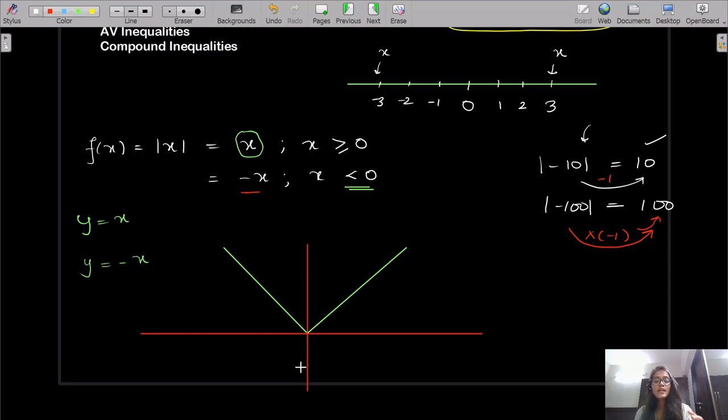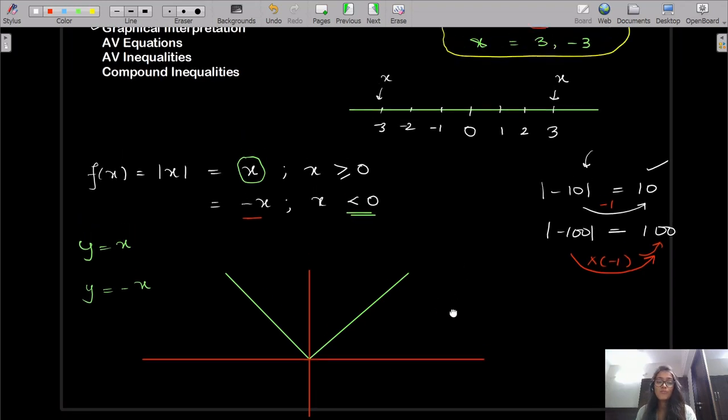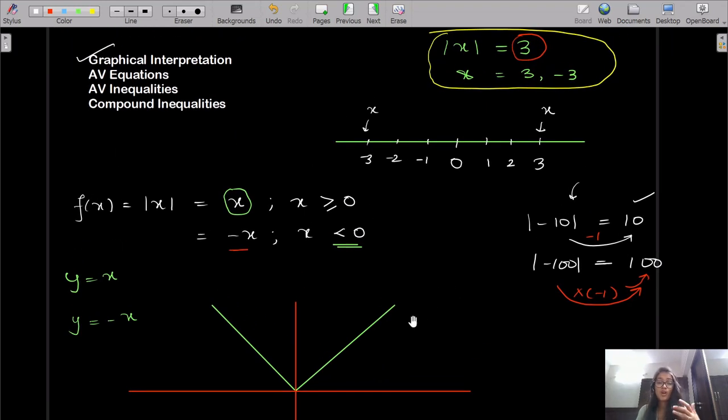Okay, the reason I'm telling you about the graph of the absolute value function is because on SAT Math, you can expect questions of easy level, medium level, and hard level. If you get an easy level question, you'll be just asked to solve an absolute value equation, but if you get a difficult level question, then it will definitely be from the graph of the absolute value function. Okay, so we have done absolute value equations.